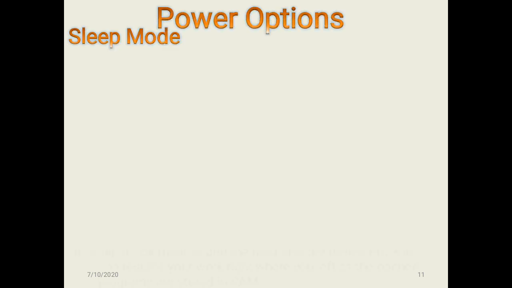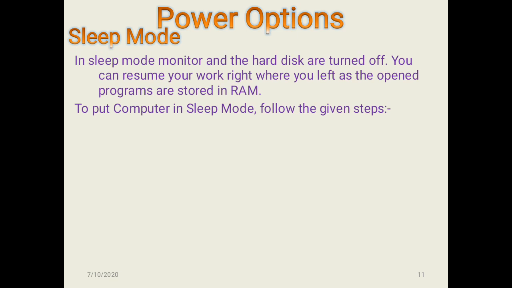Now there are some power options. First is sleep mode. In sleep mode, the monitor and the hard disk are turned off. You can resume your work right where you left off, as the open programs are stored in the RAM. This mode is very useful when we are working on a long project and need to take a break.